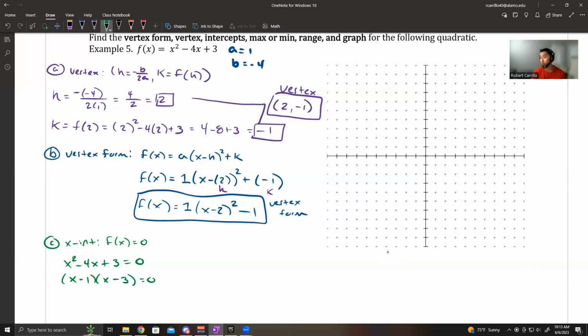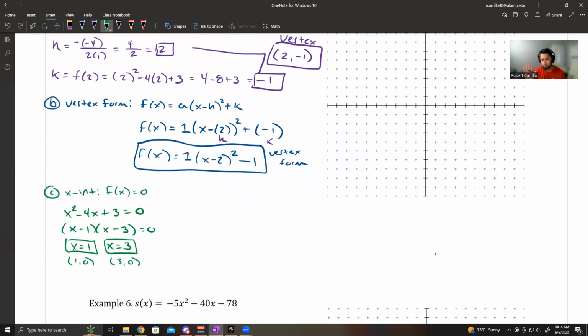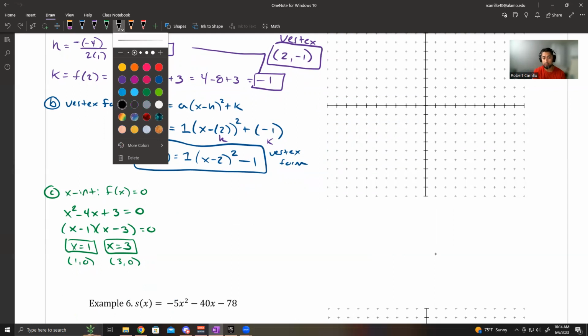Again, if it's not factorable, you set the vertex form equal to 0 and solve for x using the square root method. So here it's factorable. You get x equals 1, x equals 3. There we go. There's my x-intercepts, and I'd label them as coordinates (1, 0), (3, 0).